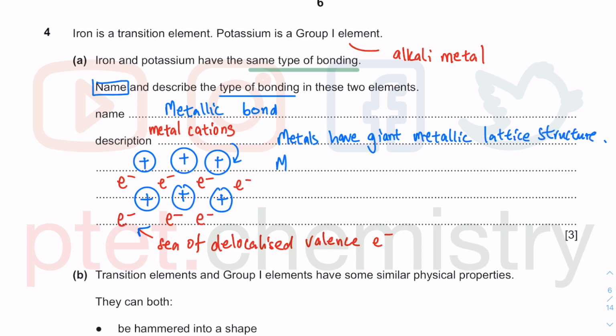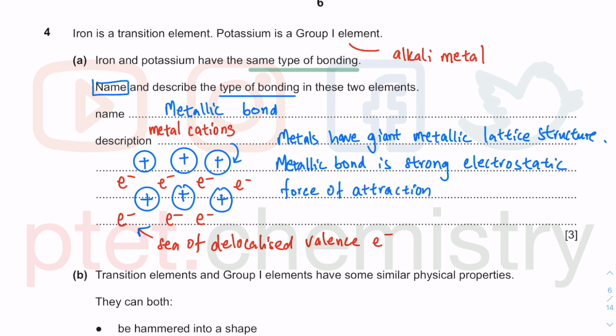So they want you to describe what is metallic bond. Metallic bond is basically the strong electrostatic force of attraction. As with any type of bonding, it is always electrostatic in nature. Electrostatic is basically something between positive charge and negative charge.